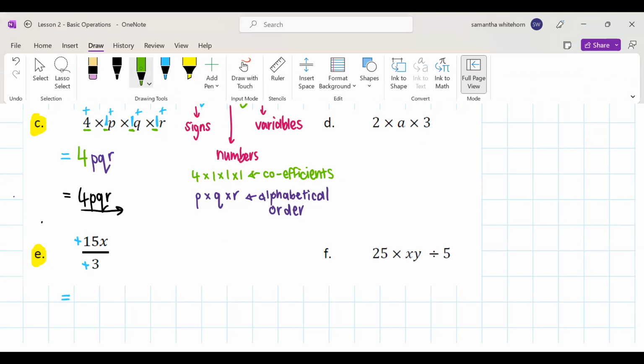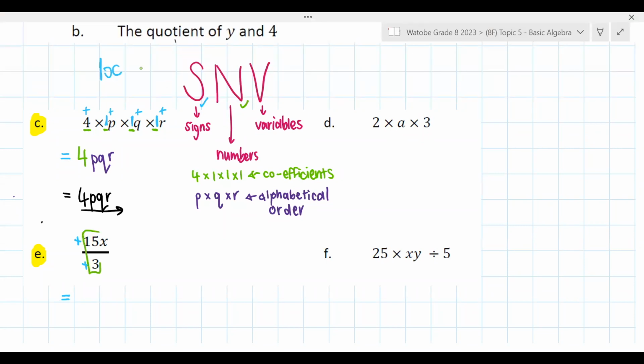So now when I get to my numbers, the only thing I actually want to look at is this 15 divided by 3, or you can say 15 over 3. It doesn't really matter. It's division either way. You want to see, can you simplify that? So we know that if I say 15 divided by 3, I get 5. So I can simplify my number down to 5.